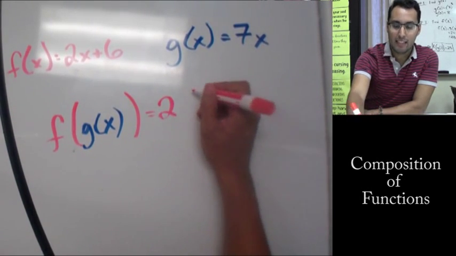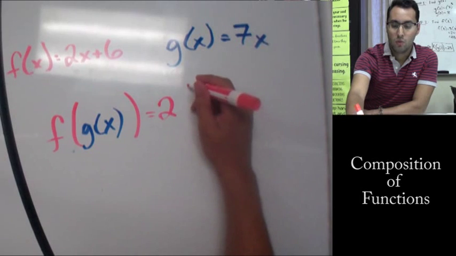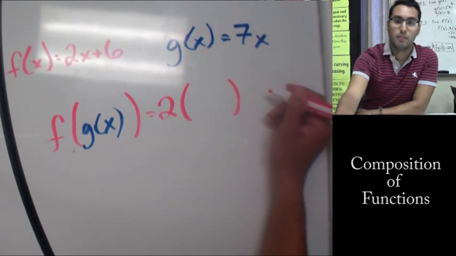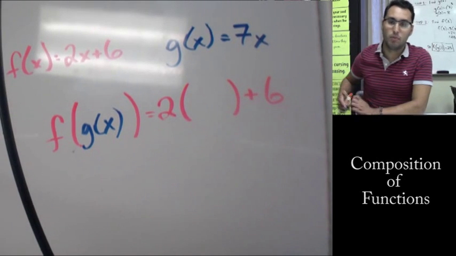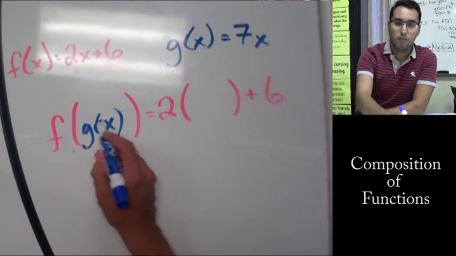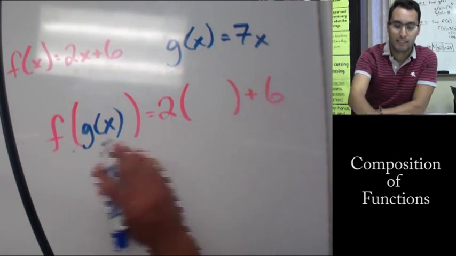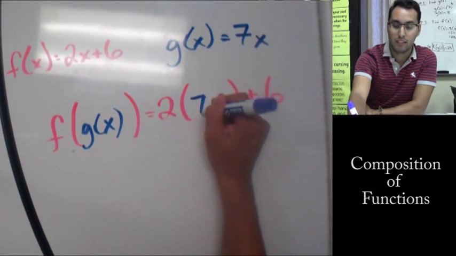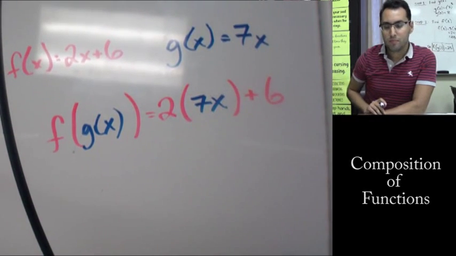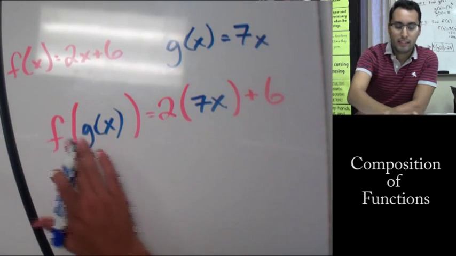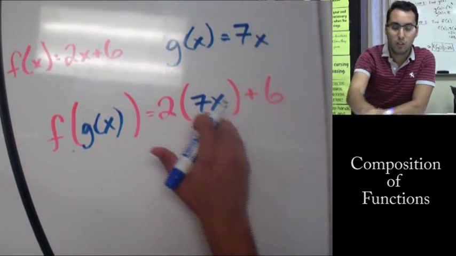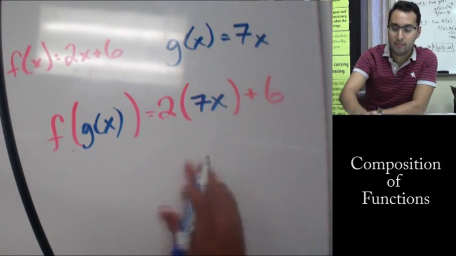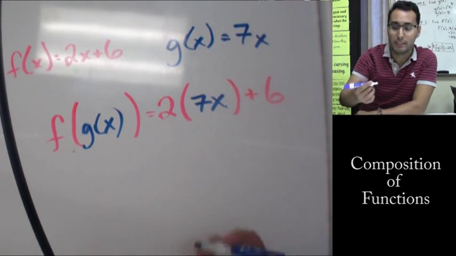The thing is that instead of writing x, I'm going to put a set of parentheses, because what goes inside that set of parentheses is our function g. Instead of putting g, I'm just going to put 7x. Noticing that we have f of something, that is what goes in for our variable x. And in this case, we can simplify.